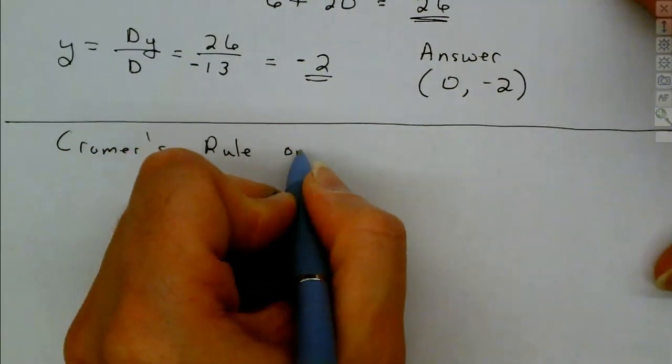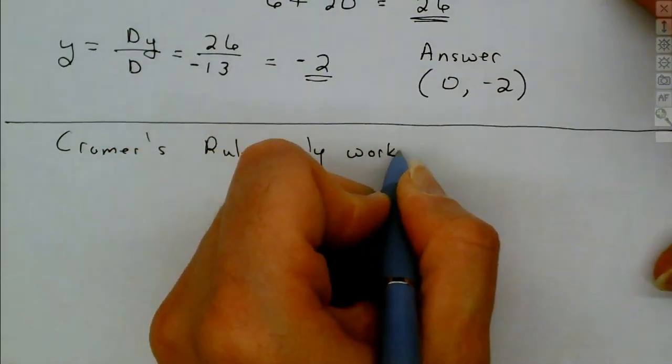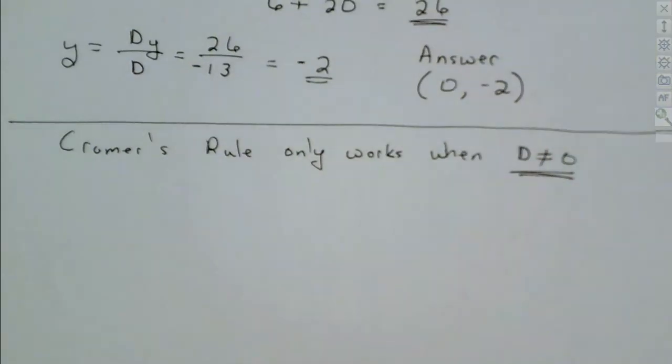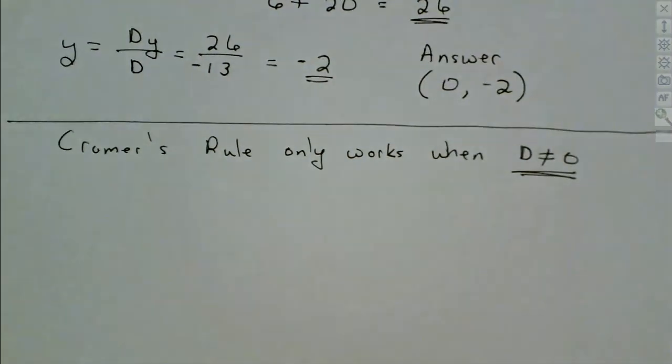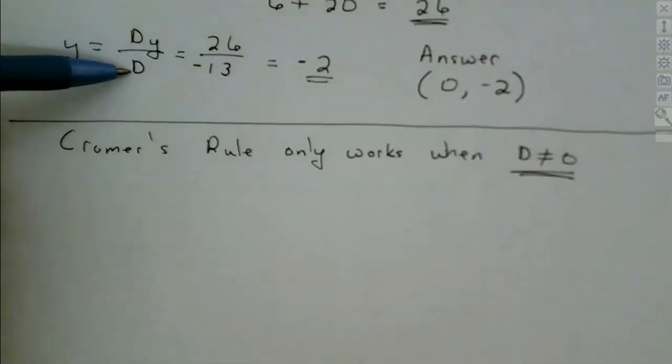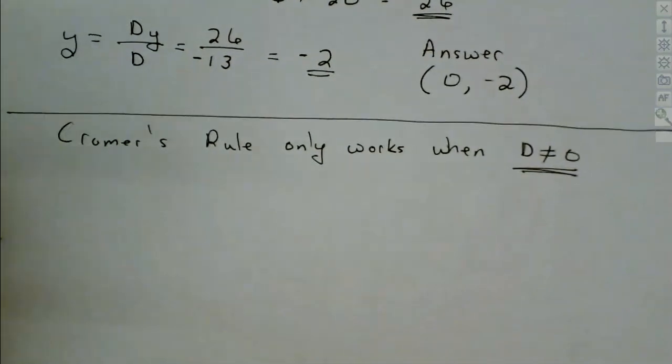So Cramer's rule only works when d is not 0. Okay, if d comes out to be 0, it doesn't work. And it's either an infinite number of solutions or no solution, because you cannot divide by 0. Right? When you look here, when you solve for y, that's dy over d, right? And if d was 0, that's a number divided by 0, and you cannot do it. So if d is equal to 0, Cramer's rule won't work. So Cramer's rule only works when d does not equal 0. If it equals 0, then you've got to solve it a different way.